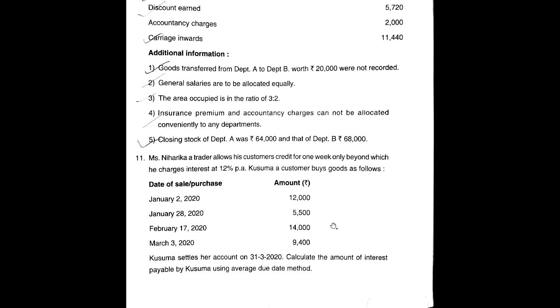Next, you again had to find out the average due date. You had to calculate the amount of interest that Kusuma had to pay. They had given the company details and the customer details, the sales and purchases details and the amount. Based upon this, you have to find out the amount of interest the customer had to pay, using the average due date method. This was one of the section C questions. So this was the question paper of Advanced Financial Accounting.